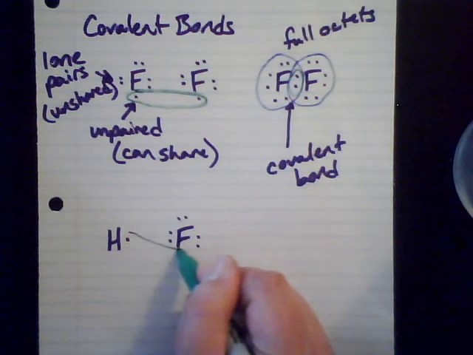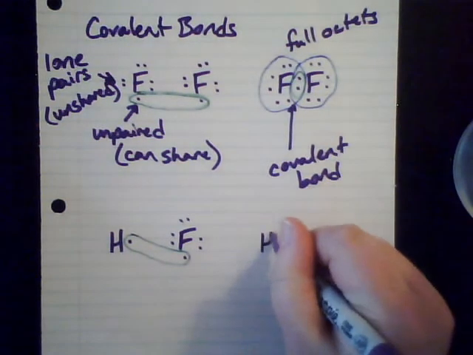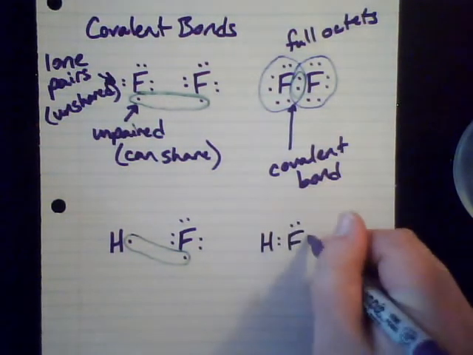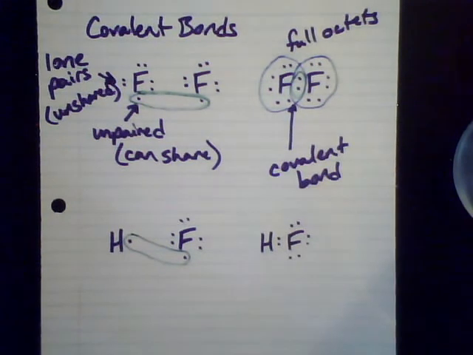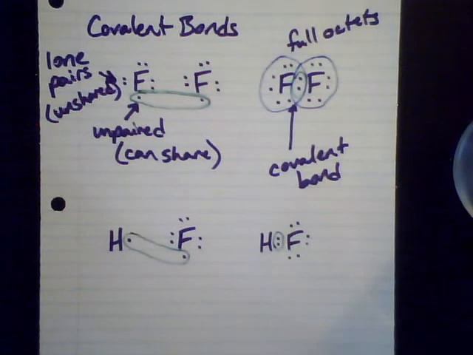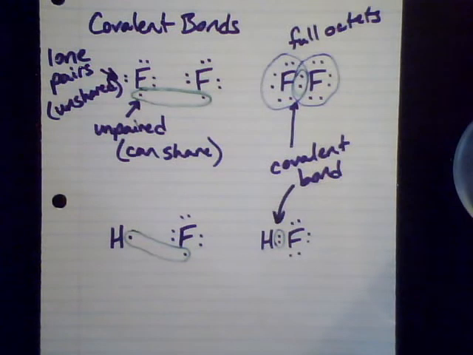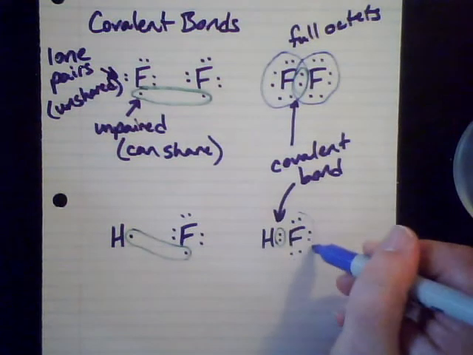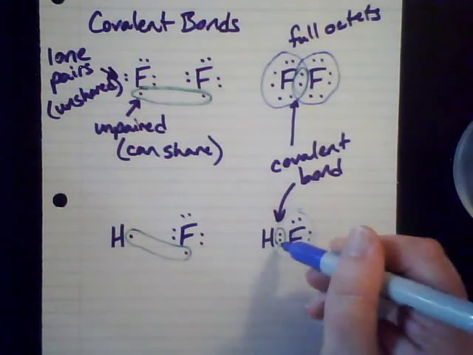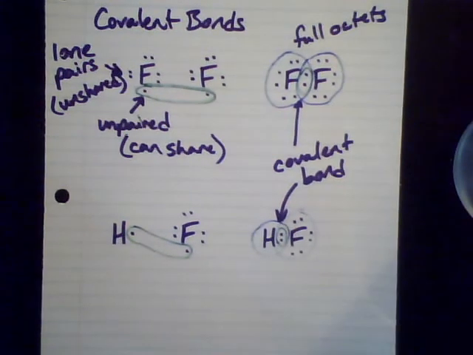So if I was to share these guys, then I would end up with a structure that looks like this, with the shared pair in the middle here. The shared pair in the middle is still my covalent bond. But now when I'm analyzing each one to see if they have a full valence, then my fluorine here has a full octet, right? There's 8, 2, 4, 6, 8. And hydrogen has 2. It doesn't have 8. But that's good for hydrogen.